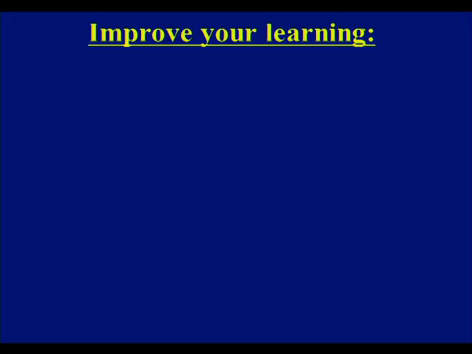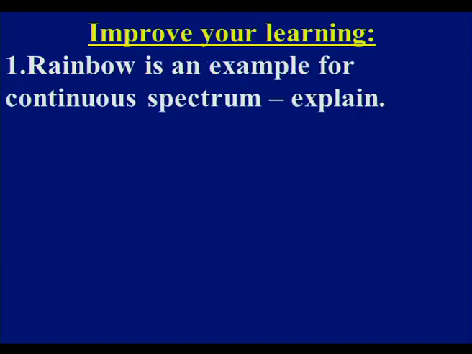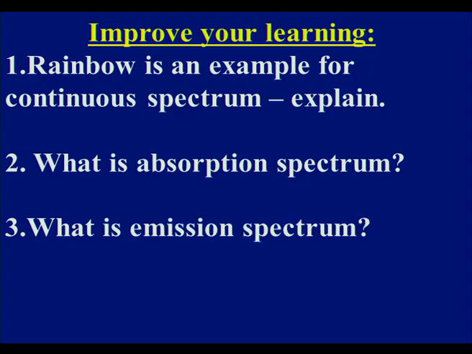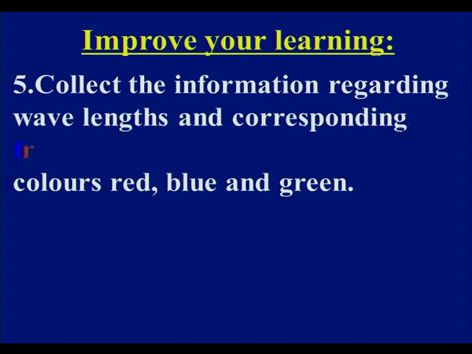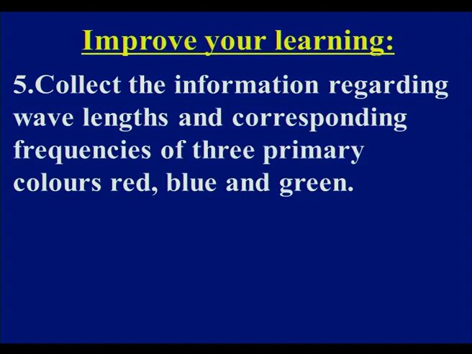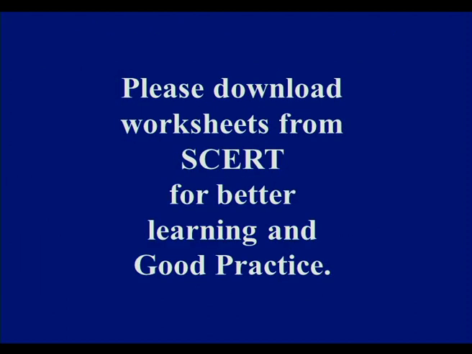Children, try to improve your learning by answering the following questions. Rainbow is an example of a continuous spectrum. Explain it. What is an absorption spectrum? What is an emission spectrum? How many elliptical orbits are there in the third Bohr orbit? Collect the information regarding wavelengths and corresponding frequencies of the three primary colors, that is red, blue and green. The wavelength of a radio wave is 1 meter. Find its frequency.